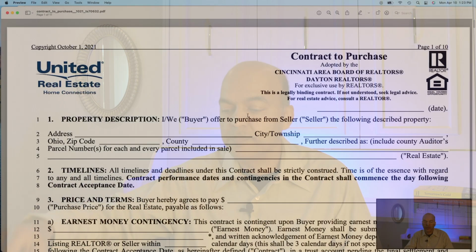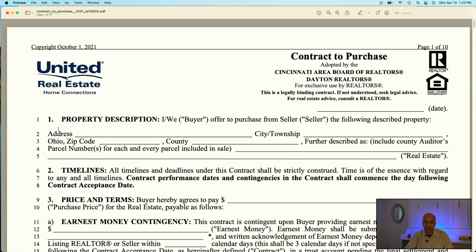And as I mentioned, this is primarily for the Cincinnati area. The Dayton and Cincinnati boards of realtors have both adopted this. This contract was reviewed and approved by their own legal counsel. So let's take a look at the contract. So here's the contract. We're going to go through this contract one section at a time. This version of the contract was updated on October 1st, 2021.